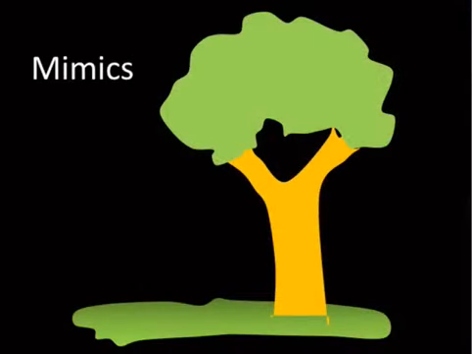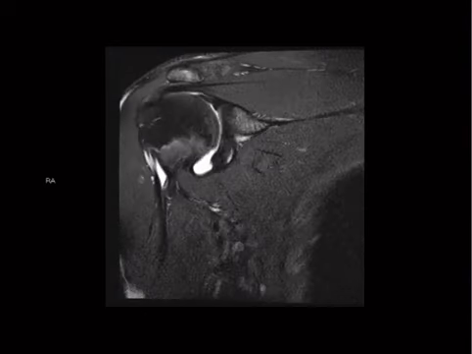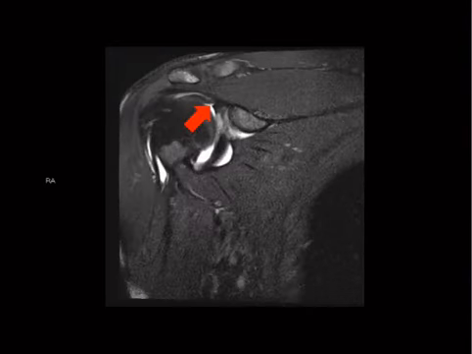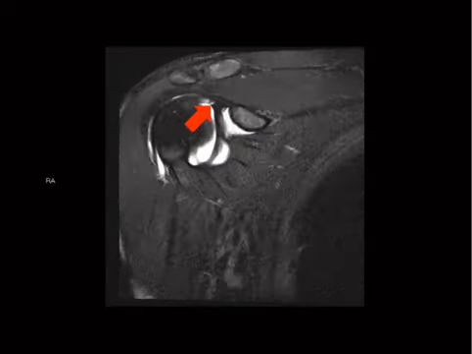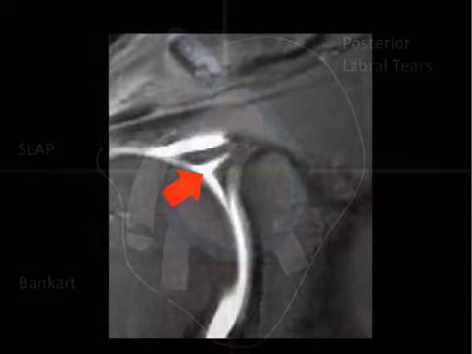So there are some mimics. As the biceps tendon comes across, it lays down flat, flops down flat at that 12 o'clock position, and makes a little cleft there. Some people might want to try to call that a type 4 SLAP. Don't do that. That's normal. That's what it looks like as that attaches.